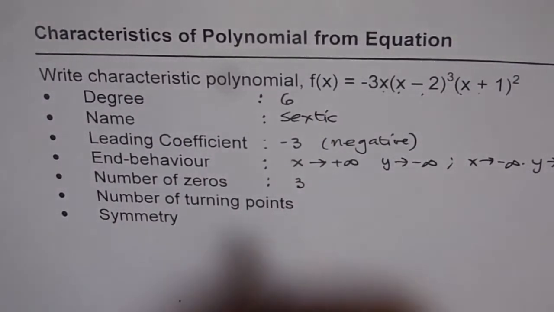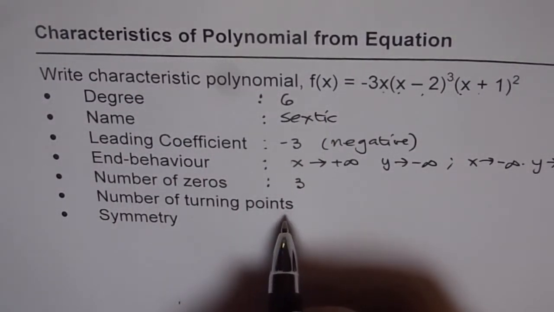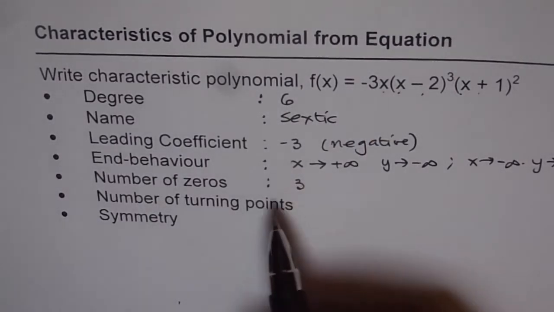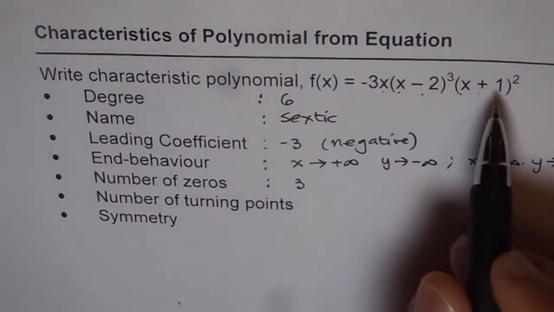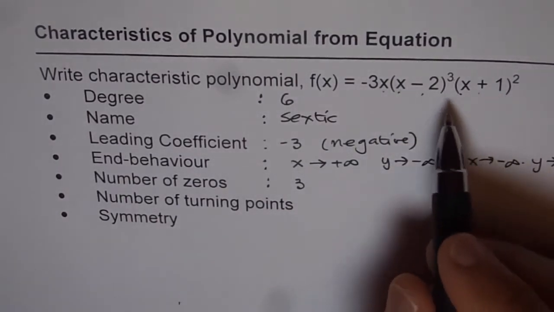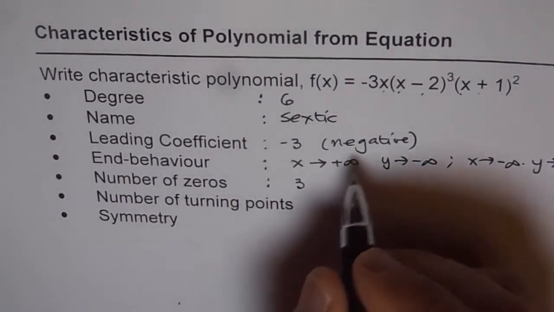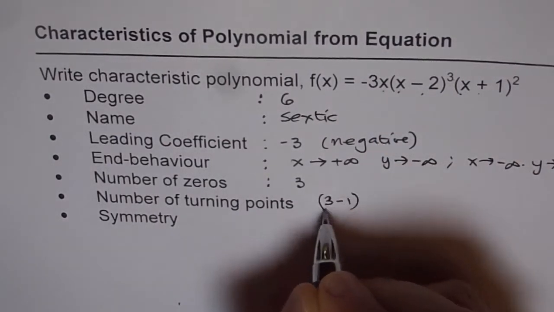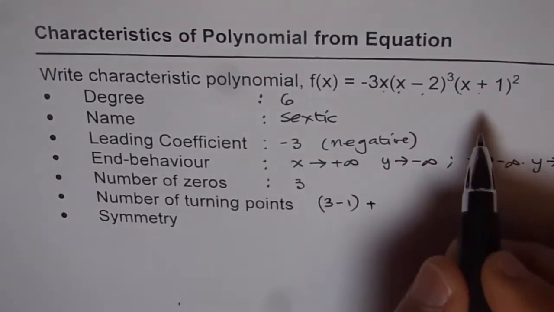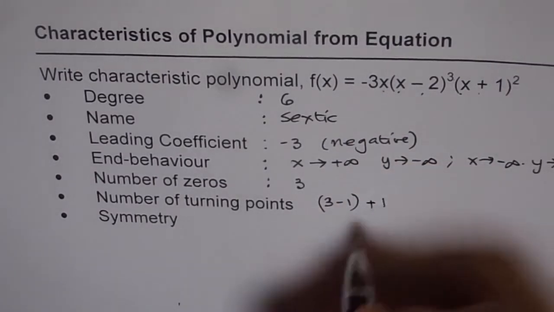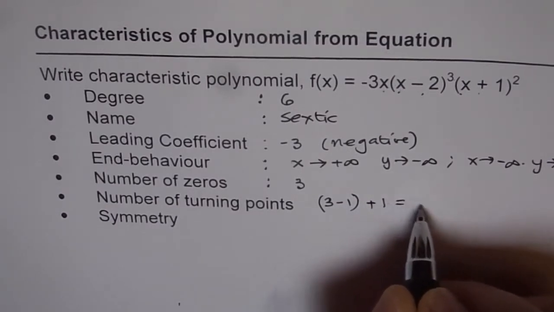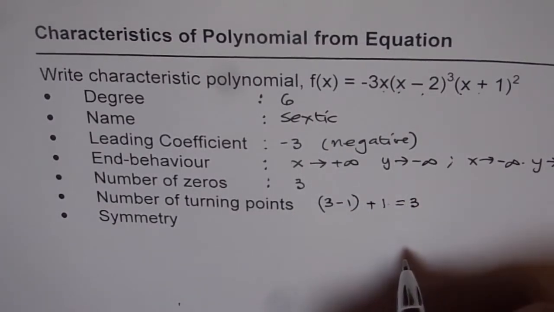Number of turning points. Now to answer this question, it is better to sketch the graph, right? You can of course give number of turning points from zeros also. The formula is number of zeros minus 1, that is we have got 3 zeros. We got 3 minus 1, that is first part, plus number of even zeros. We got 1 even zero. We'll add this. So we get 3 minus 1 is 2. 2 plus 1 is 3. So the number of turning points is 3.